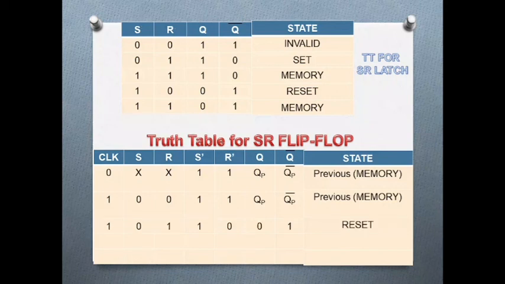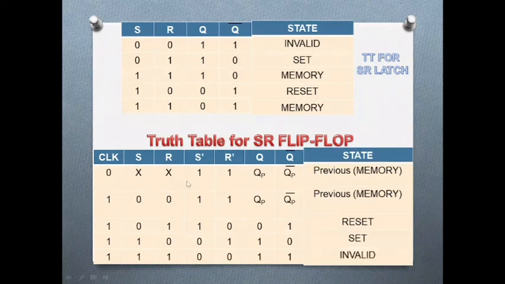Now for subcase B, when S is equal to 0 and R is equal to 1, we get S dash is equal to 1 and R dash is equal to 0. So when S dash is equal to 1 and R dash is equal to 0, we get the output as 0 and 1 from the truth table of SR latch. This is called the reset state. Now for another case, when S is equal to 1 and R is equal to 0, we get S dash is equal to 0 and R dash is equal to 1. S dash is equal to 0 and R dash is equal to 1 gives output 1 and 0. This is called the set state.